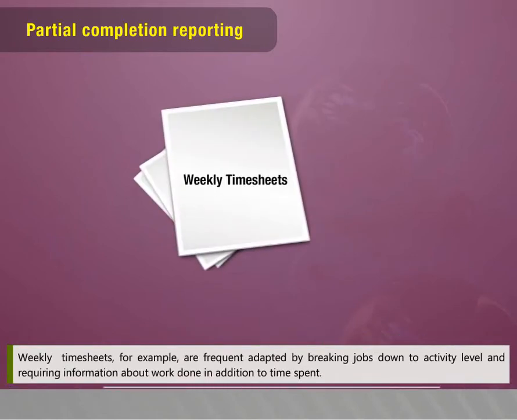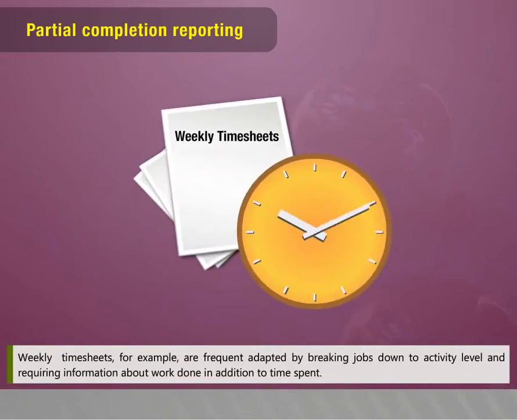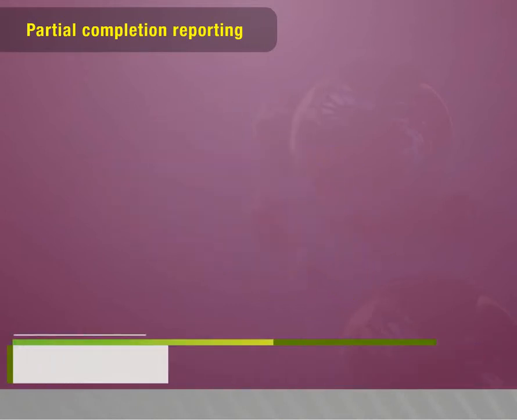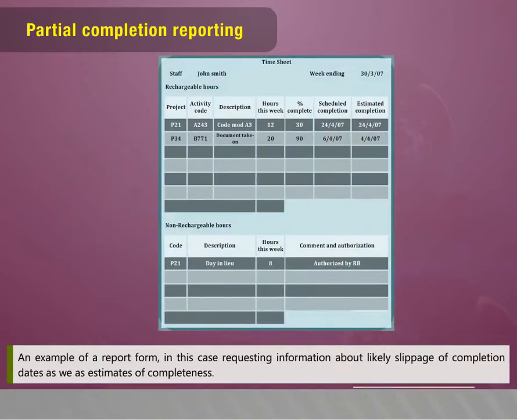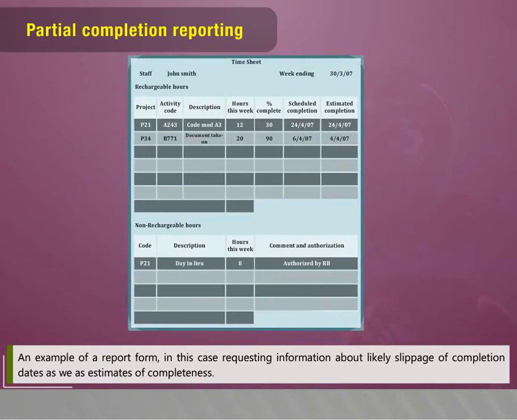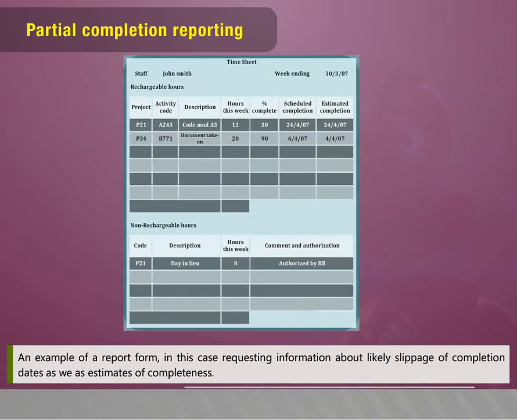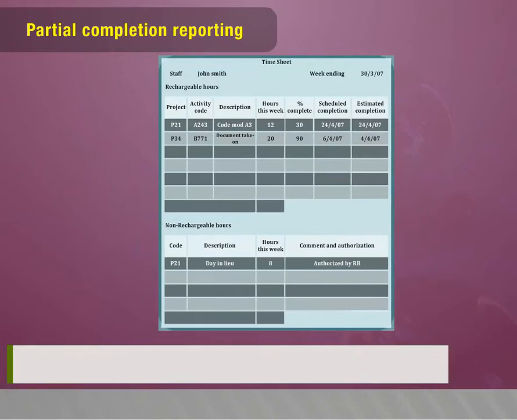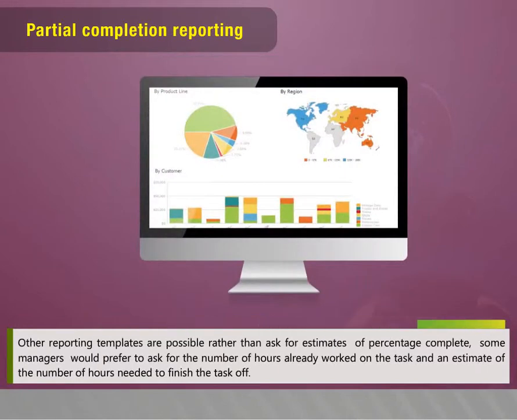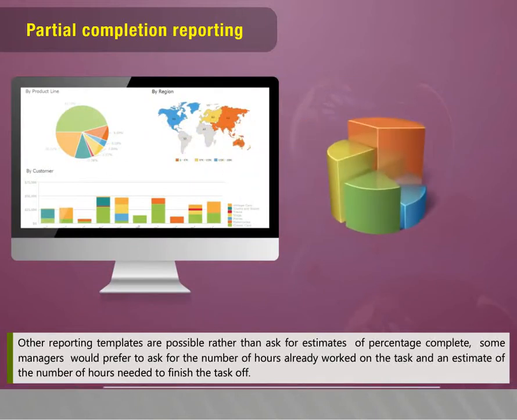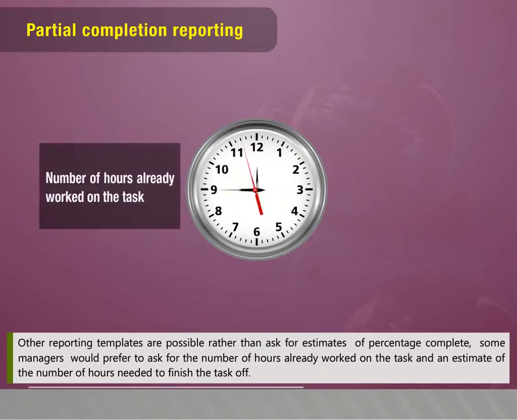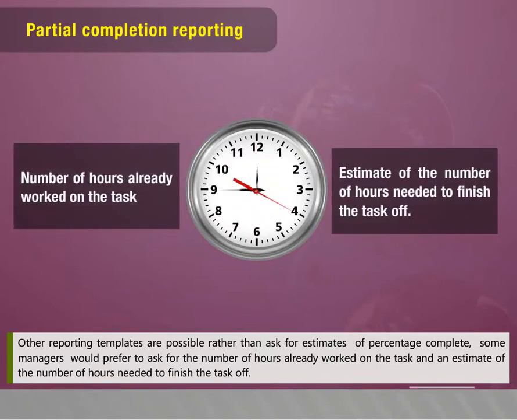Weekly timesheets, for example, are frequently adapted by breaking jobs down to activity level and requiring information about work done in addition to time spent. Here is an example of a report form, in this case requesting information about likely slippage of completion dates as estimates of completeness. Other reporting templates are possible rather than asking for estimates of percentage complete. Some managers would prefer to ask for the number of hours already worked on the task and an estimate of the number of hours needed to finish the task off.